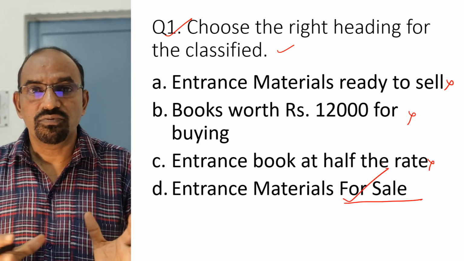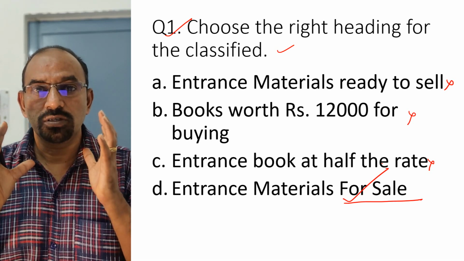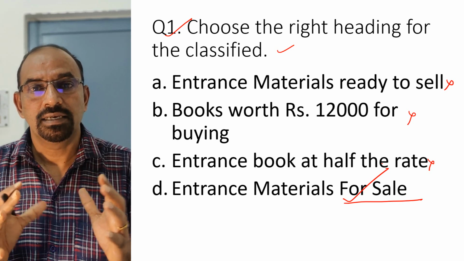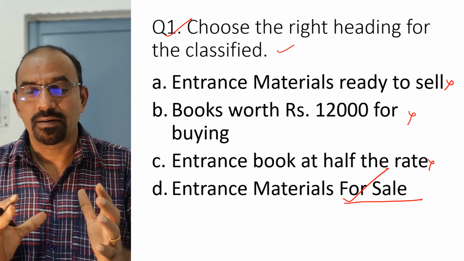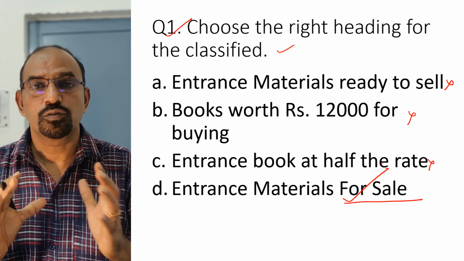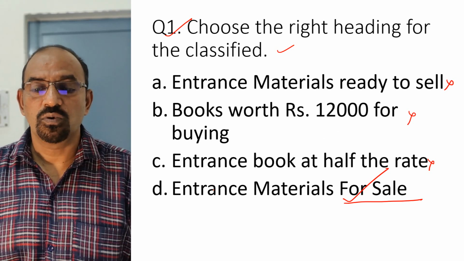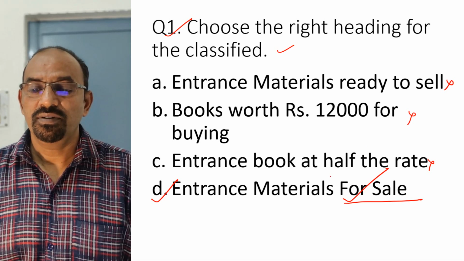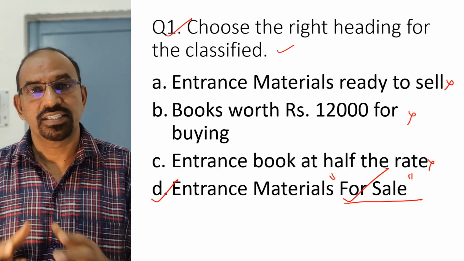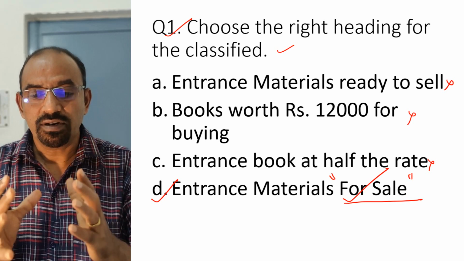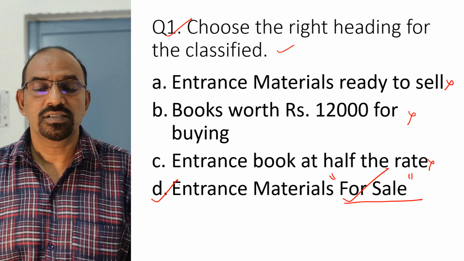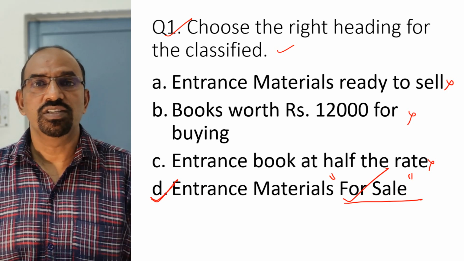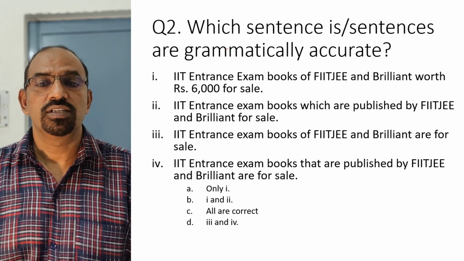So this is a for sale item. So you should clearly mention for sale. If you want to add the goods name, you can. But for sale, entrance materials for sale. Out of this four, D is the most appropriate one. If the title is only for sale, that's enough. But the given choices here contains for sale in D option only. So D is the right option. Let us move on to the next question.